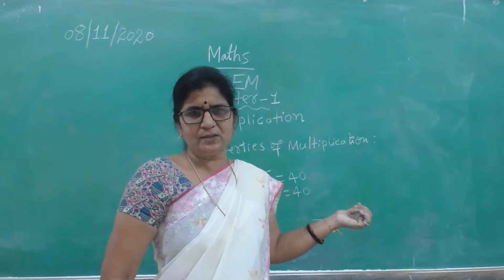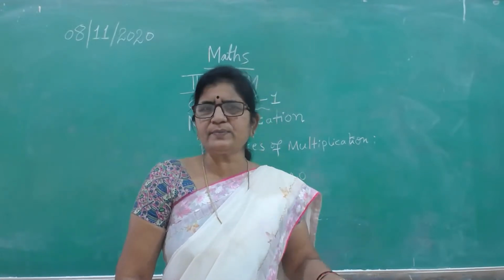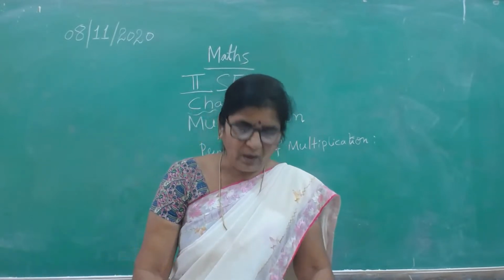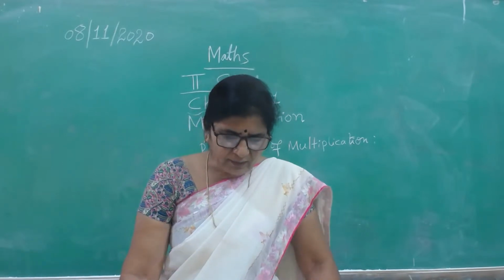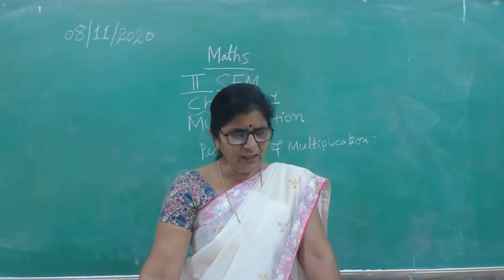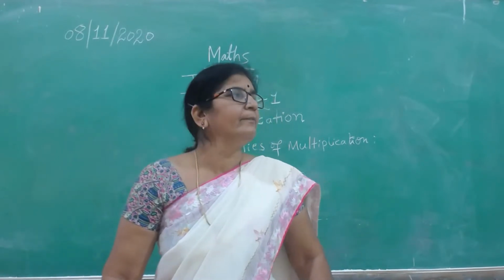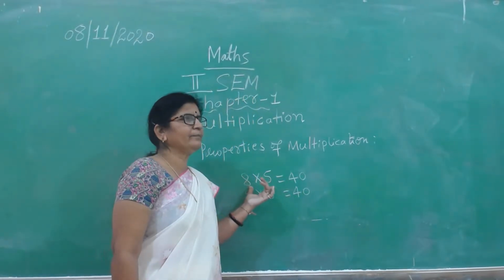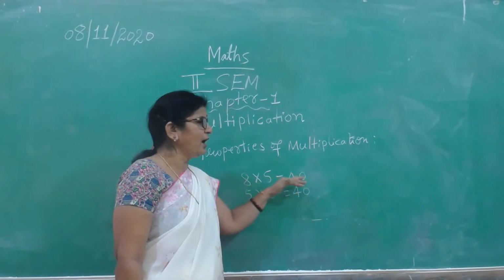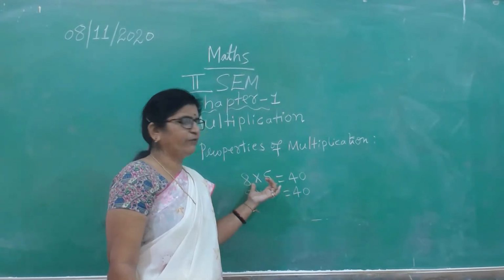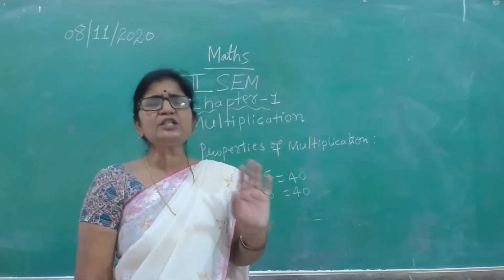There are 3 properties. Which are those? First property: any number multiplied by 0, or 0 multiplied by any number, the product will be 0. Second property: any number multiplied by 1, or 1 multiplied by any number, the product remains the same. The product of any number and 1 is always the number itself. Third property: by interchanging multiplicand and multiplier, we get the same product. See, 8 5s are 40 or 5 8s are 40. If we interchange multiplicand and multiplier, the product remains the same. Okay, students.